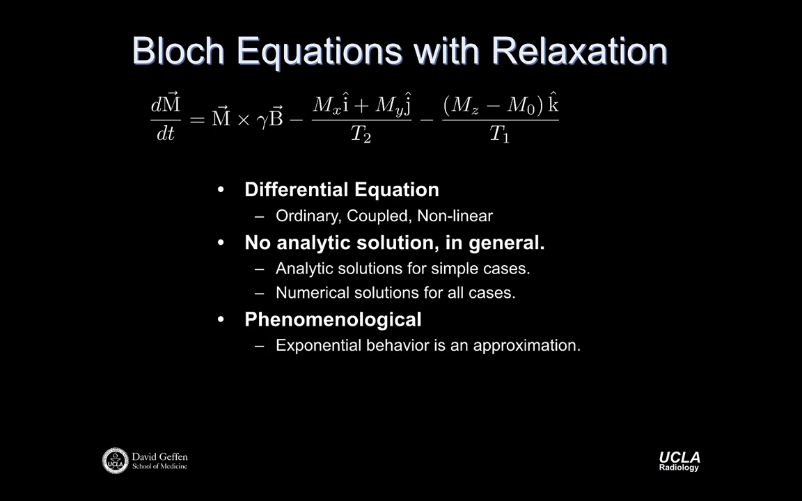They drive the MX and MY components to decay, so any transverse magnetization is unstable and will decay away. And it drives the MZ magnetization to return to the M0 condition. Not obvious from the expressions themselves, no surprise, we'll work through some solutions today.